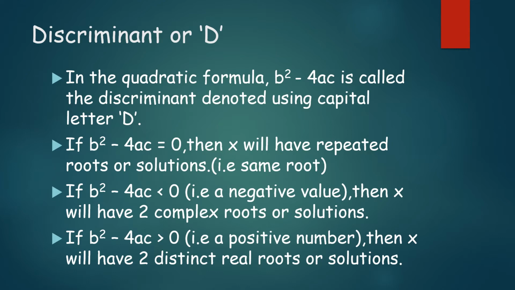If b square minus 4ac is equal to 0, then x will have repeated roots or solutions. That is, the same value will be repeated both the times. If b square minus 4ac is less than 0, that is, it is a negative value, then x will have two complex roots or solutions. If b square minus 4ac is greater than 0, that is, if it is a positive value, then x will have two distinct real roots or solutions.